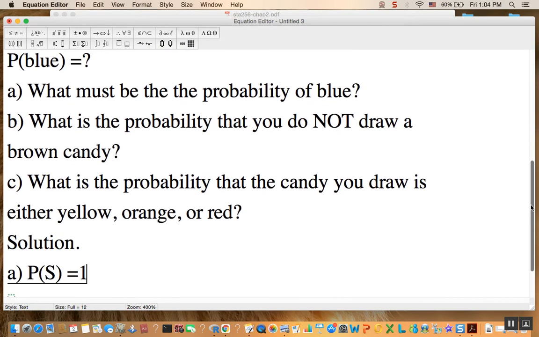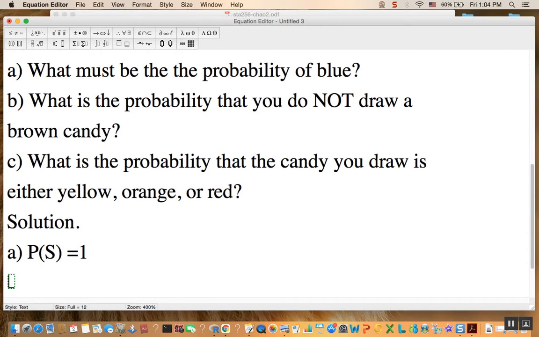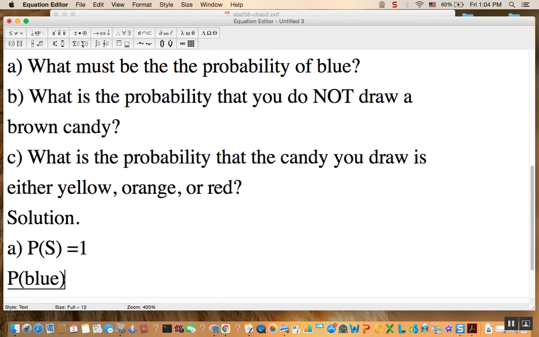candy, right? Let's write it down here. Probability of blue, 1 minus 0.9 equals 0.1. But again, what I want to stress is the idea that we were able to find this number, the probability of blue, as a consequence of this fact that the probability of the sample space equals 1. Okay?